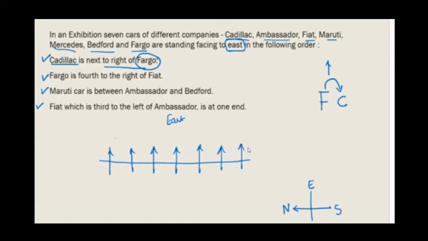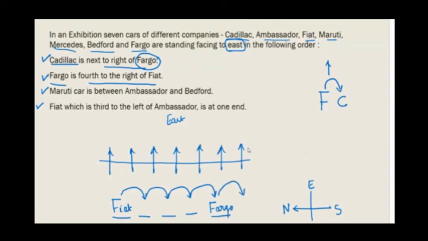Next, Fargo is 4th to the right of Fiat. So first I have to mark Fiat. Once I mark Fiat, first to the right, second to the right, third to the right, and then 4th to the right. The 4th to the right of Fiat, you have Fargo. So 1, 2, 3, 4, 5. Now to the right of Fargo, what do I have? According to the first statement, that is Cadillac.